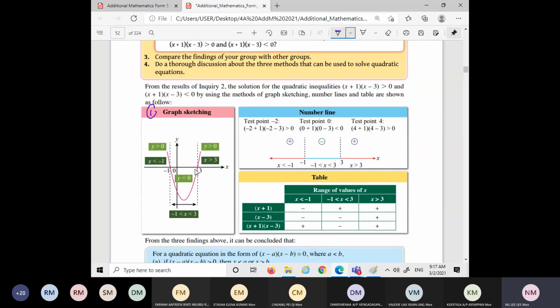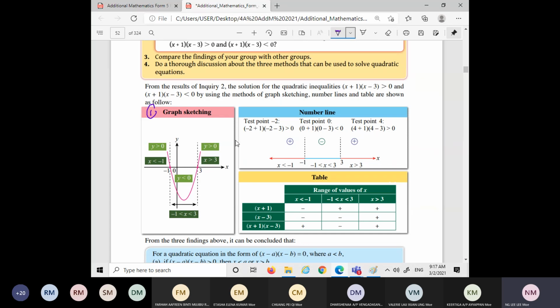Okay, so same like just now. Here is 3, here is -1. Remember, the bigger number is on the right hand side compared to the smaller number. So 3 is on the right hand side, -1 is on the left hand side. And then the graph is this way, smiling face, or this way, sad face.